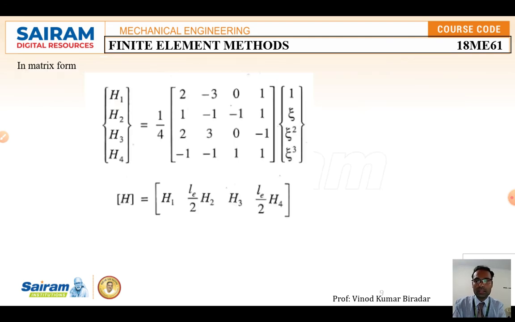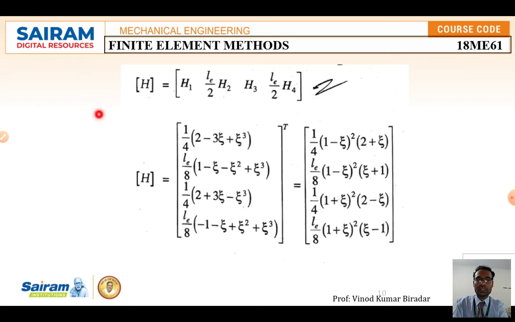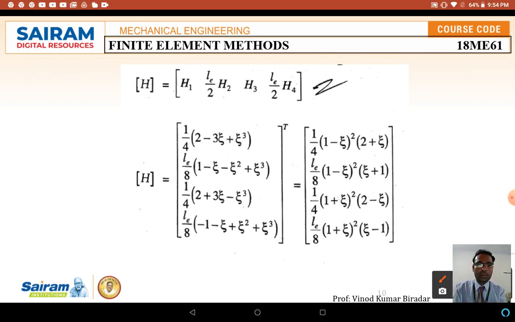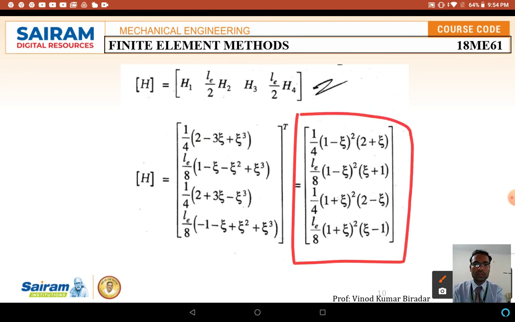After applying the boundary conditions, you are going to get the values like this. If you write this in matrix form, you write h1, h2, h3, h4 equals 1 by 4 times the matrix with 1, zeta, zeta square, zeta cube. Here h is normally h1, (L_E/2) h2, h3 and (L_E/2) h4. After simplification you are going to get these values. These values are very important from the point of view of the examination. You have to remember these h values. This is very important, you can use this or this.